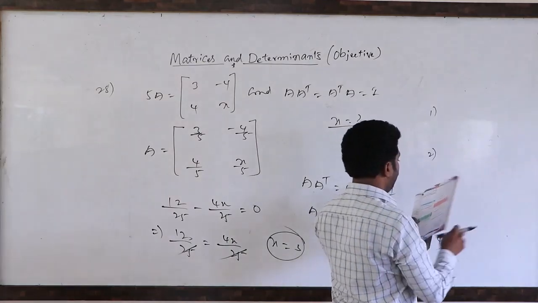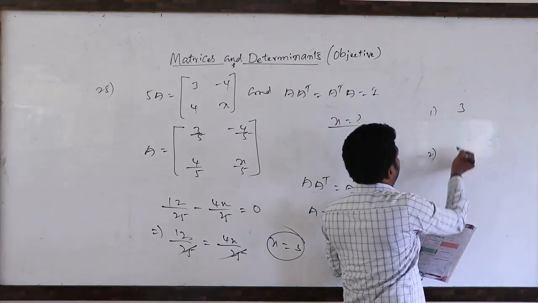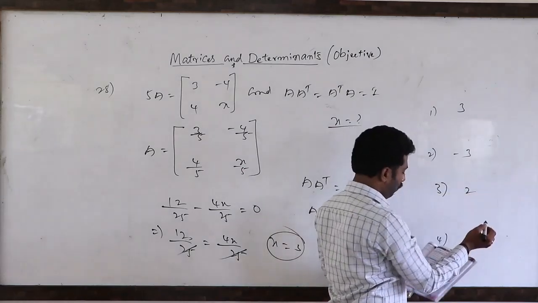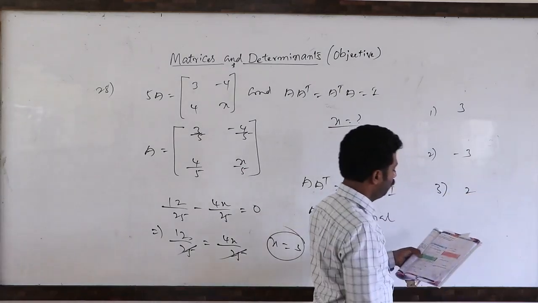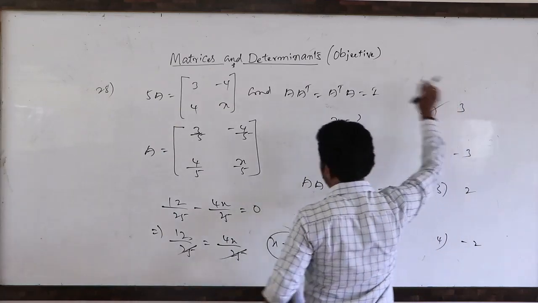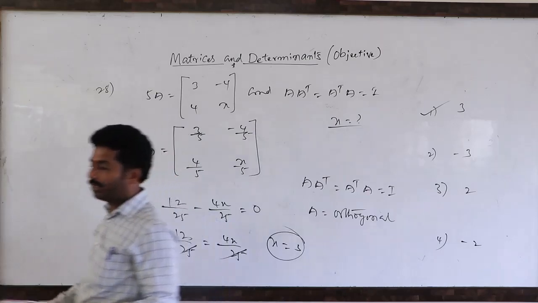First option is 3, minus 3. Third option 2. Fourth option minus 2. So finally, which x value did we get? So we can give the first option as the answer.